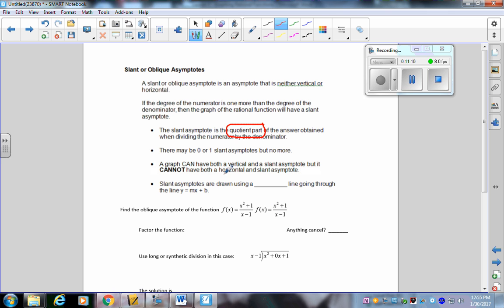Some other things to talk about are that there may be 0 or 1, but you'll never have more than one slant asymptote. You also never have more than one horizontal. The only type you can have more than one of is a vertical. And you cannot have both horizontal and slant. Slant asymptotes are drawn using a dashed line also, going through the line y equals mx plus b. That's what you're graphing, and you get that from doing the division.